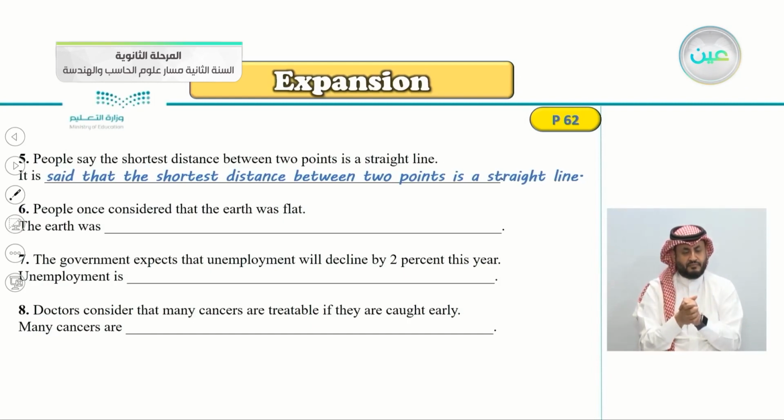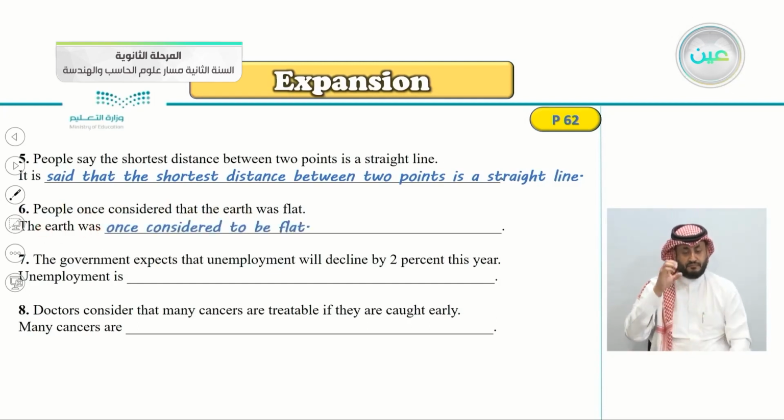Who say this? People. Number 6, people once considered that the earth was flat. So we say the earth was, yes, once considered to be flat. The earth was once, here, once considered to be flat.